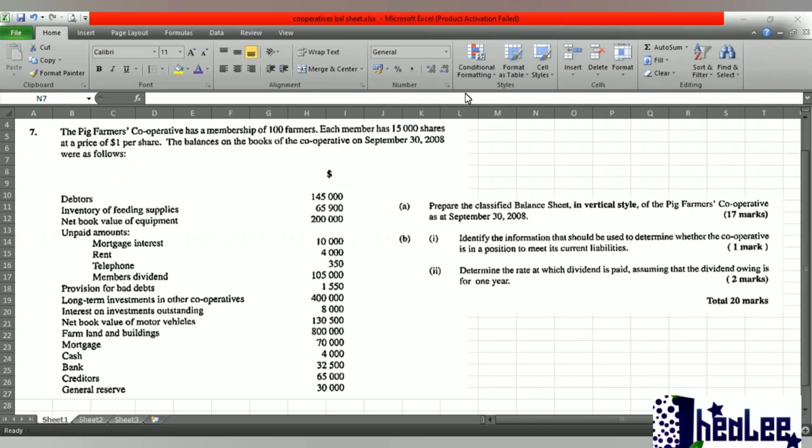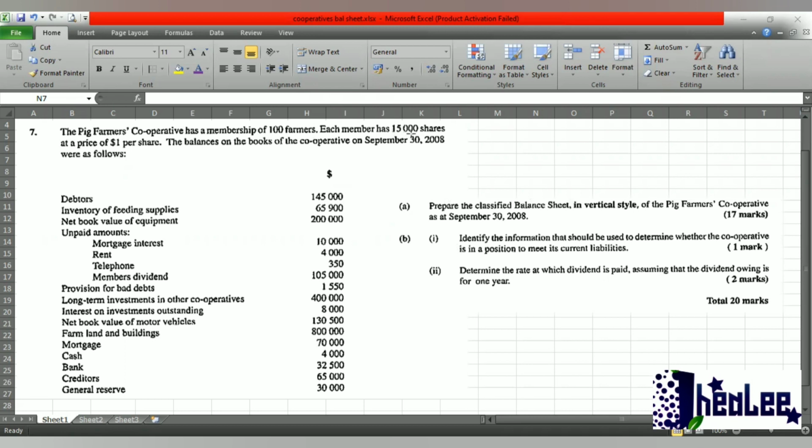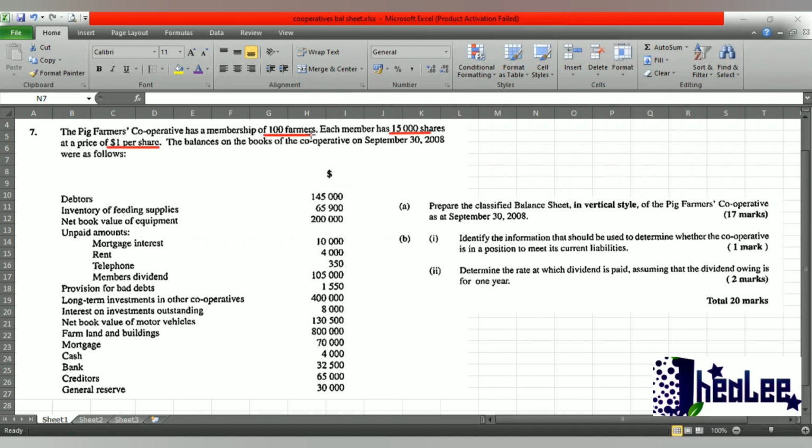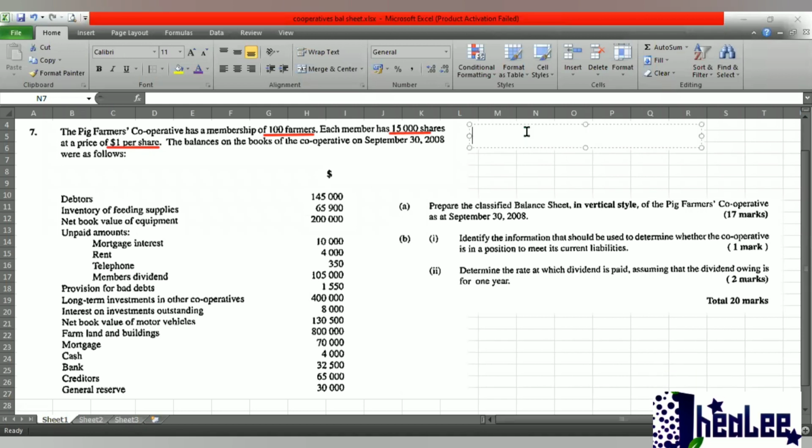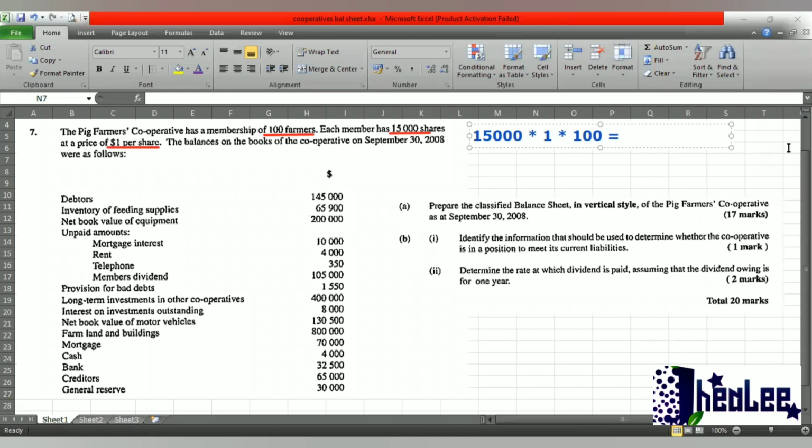Now, the cooperative issued 15,000 shares of $1 per share to its members, and there are 100 members, right? 100 farmers of the cooperative. So it therefore means that in terms of share capital, the value generated there is the 15,000 shares times $1 times the number of farmers, which is 100, and that would give us 1,500,000 worth of share capital.